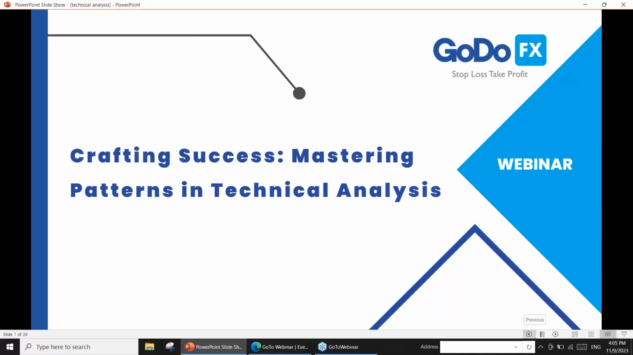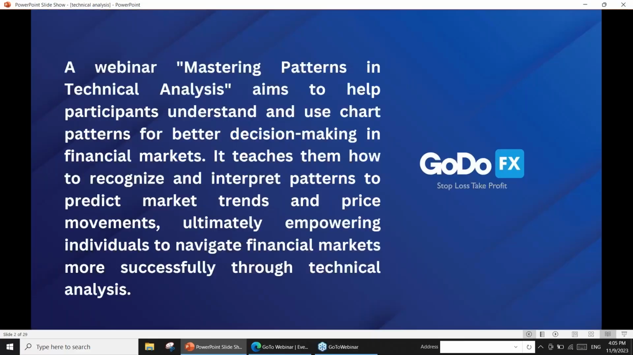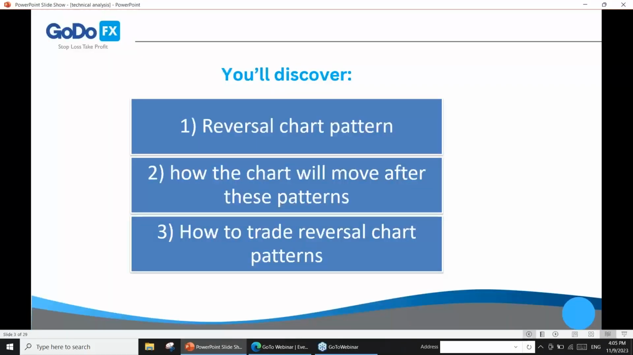Today I'm gonna be discussing chart patterns and technical analysis. This webinar aims to help participants understand and use chart patterns for better decision making in financial markets. You're gonna be able to recognize and interpret patterns to predict market trends and price movements. After this course, you're gonna know what the reversal chart patterns are, how the chart is gonna be moving after these patterns, and how to trade them.